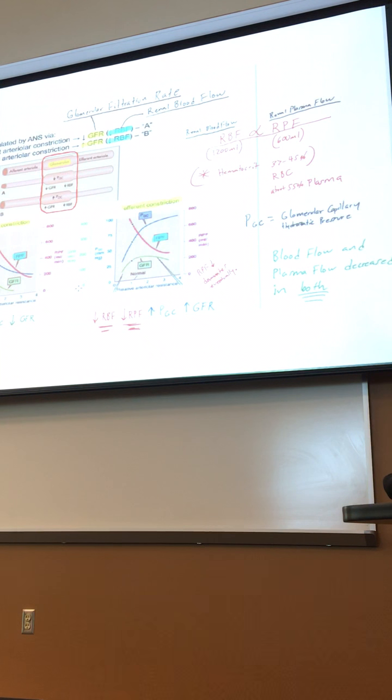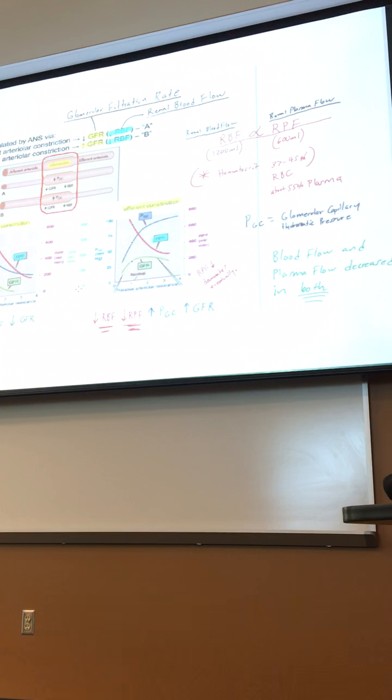That's what the RBF stands for. If you increase glomerular filtration rate, you're still decreasing renal blood flow. Why? The PowerPoint doesn't answer that, but I'm gonna answer it for you. So first you need to know that renal blood flow and renal plasma flow are not the same thing. They're related and they're proportional to each other, but they're not the same thing, right?